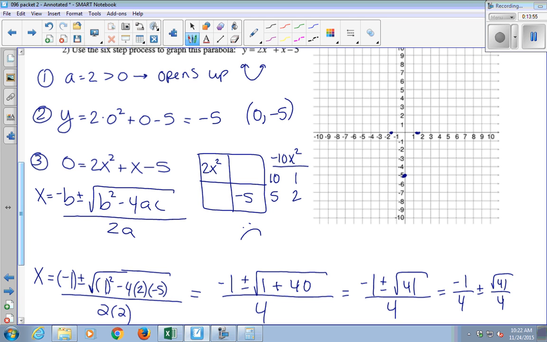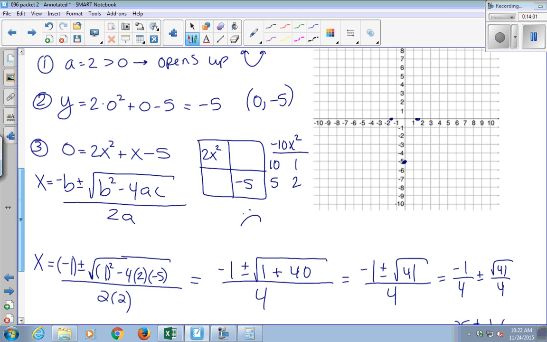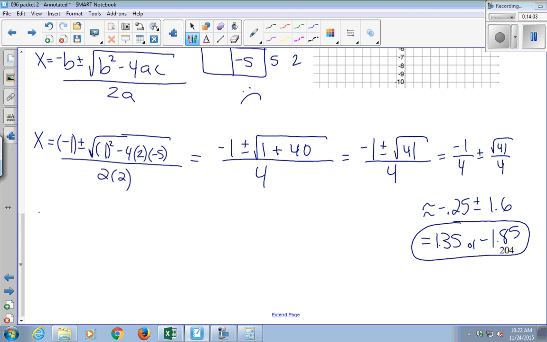All right, so I know it opens up. I know the y-intercept and I know the x-intercepts. I've got those things all plotted. Next thing I need is the vertex. So I need the x-coordinate of the vertex.